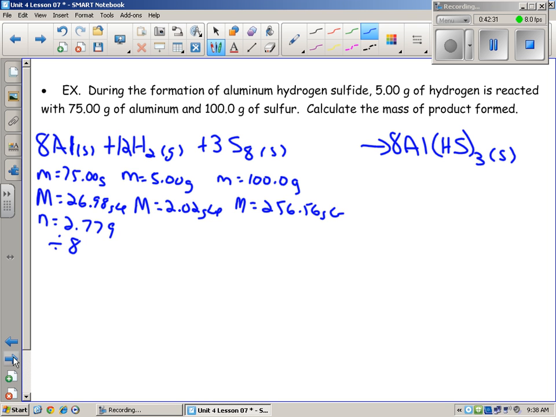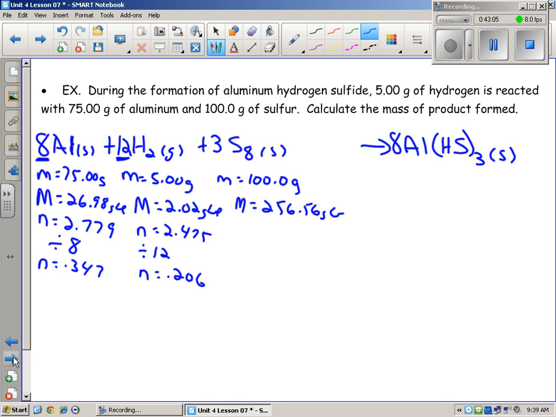Right away, I'm going to divide that by 8 because it's still in my calculator. Okay. And the reason I'm dividing by 8 because there's an 8 out front here, and I want to get it down to 1 so I can compare them all. Okay, so this is 0.347. Okay, let's do the next one. 5 divided by 2.02, and I get here 2.475 divided by 12 in this case because there's a 12 out front, and I get 0.206. Okay.